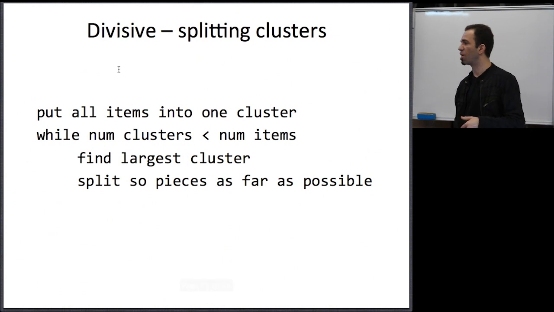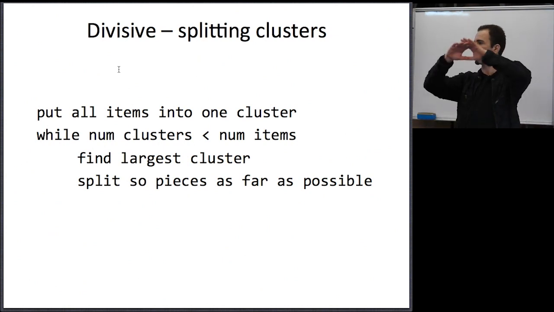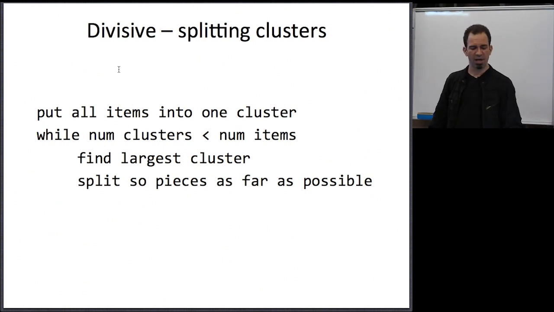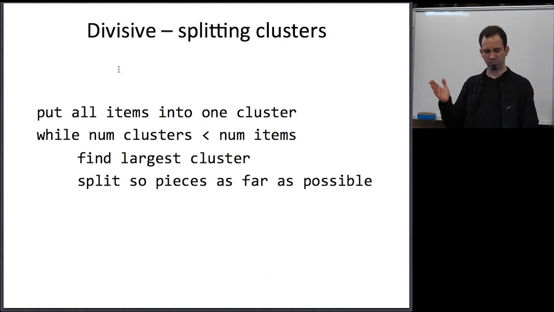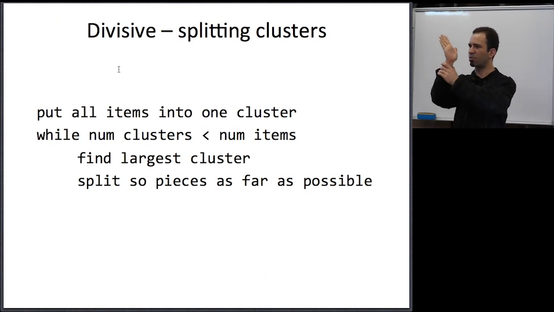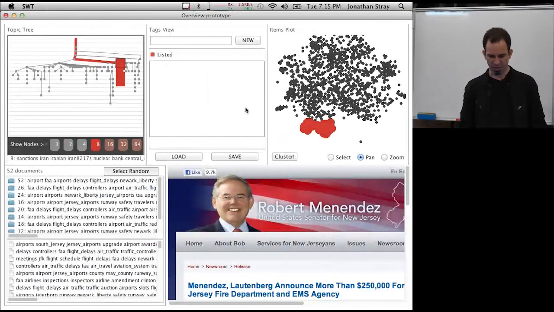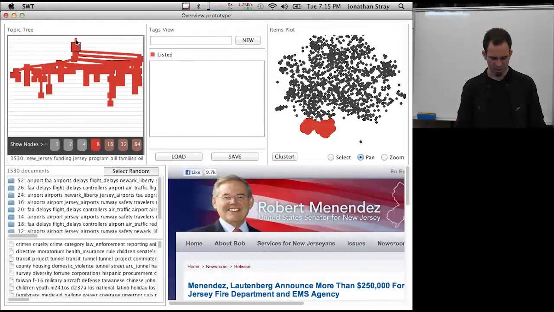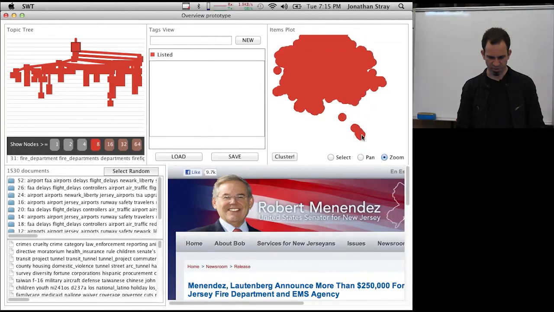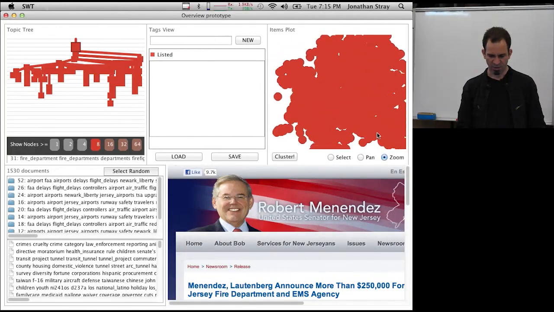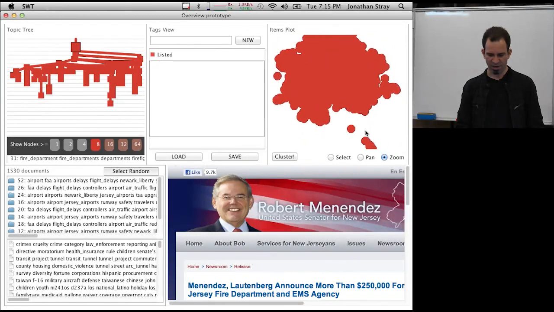And then you can do it from the top down as well, right? You start with everything in one big cluster, and then you split it. You try to find some way to split it so that the pieces have some separation between them, right? So if I start with everything, where's everything? There we go. And then what I want to do is break it in some way so that the pieces are far apart from each other.